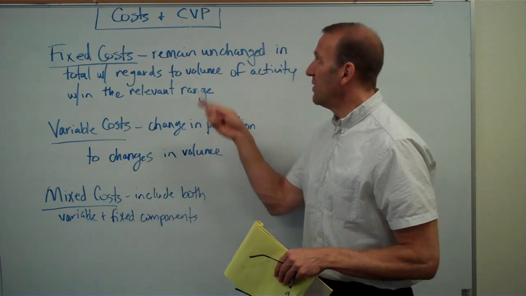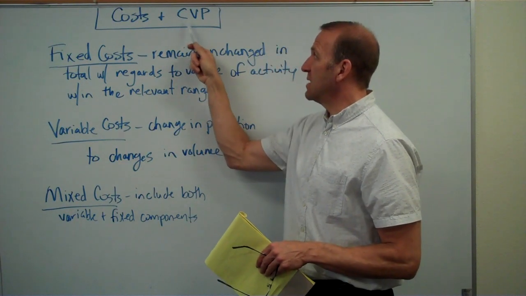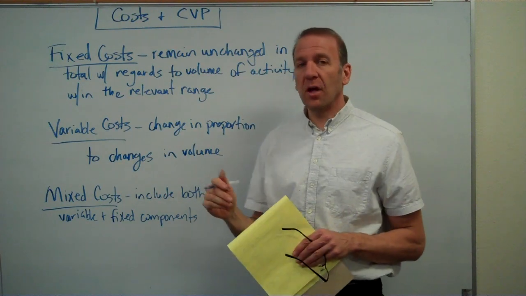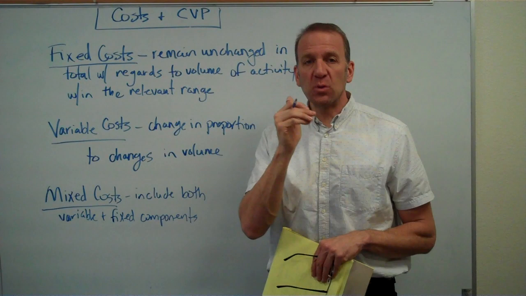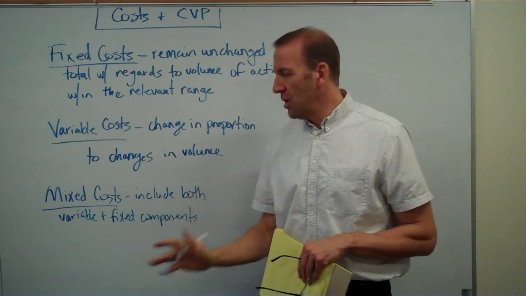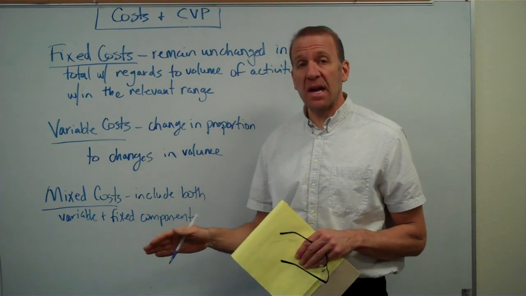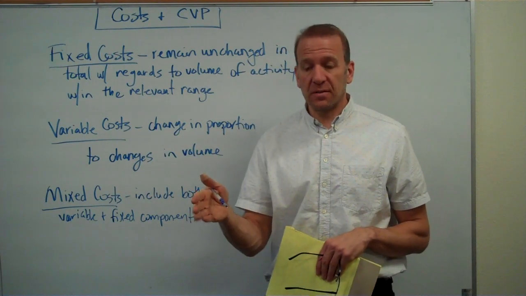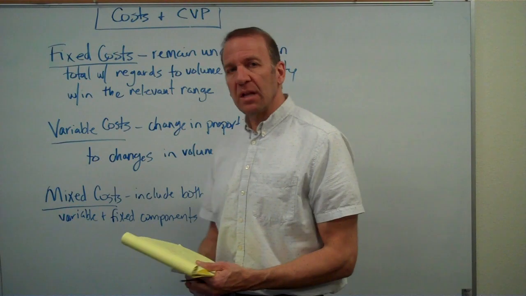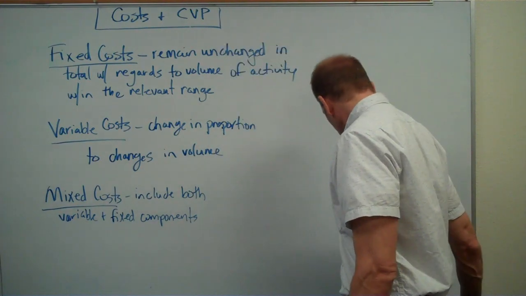Now, I said earlier that we're going to be looking at cost volume profit, CVP, analysis. And for this, we need to divide all costs between fixed and variable. So these mixed costs need to be divided up. We need to figure out what the fixed portion is and what the variable portion is. Okay? Now, there are really three ways of doing that.